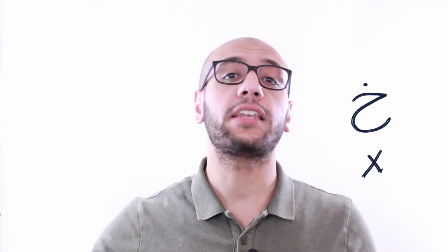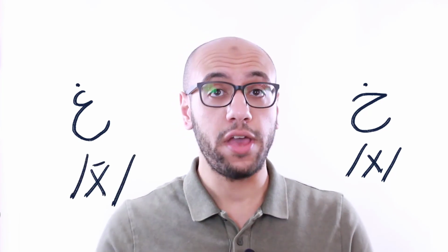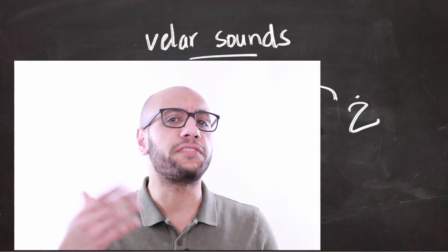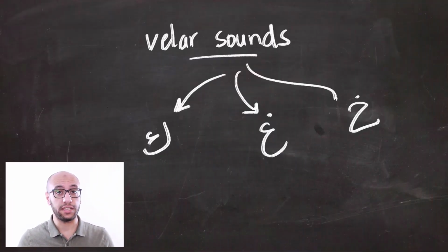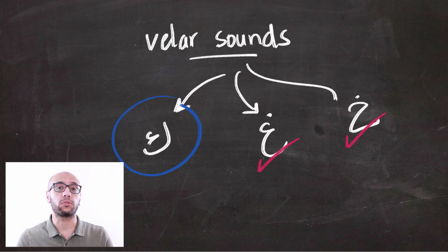Last time we talked about two of the velar sounds, the kh and gh sound. If you haven't watched that video yet, check out the first link in the description. However, there's just one more velar sound that we're going to talk about today. That is the k sound, which comes from the letter kaf in Arabic.